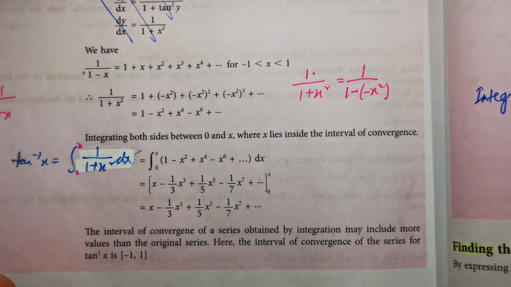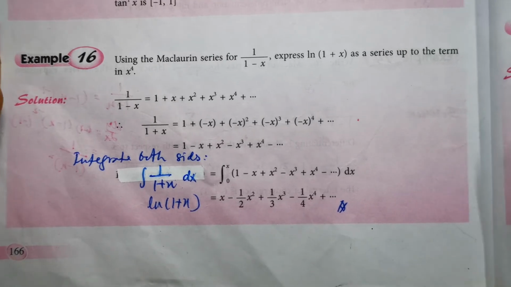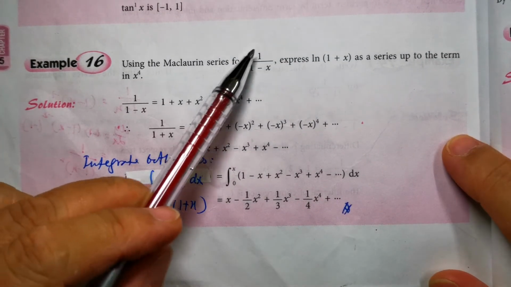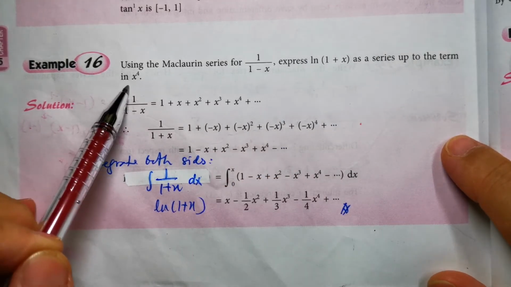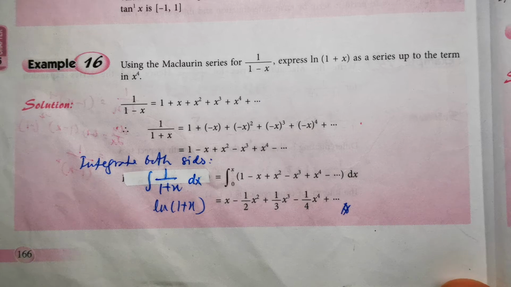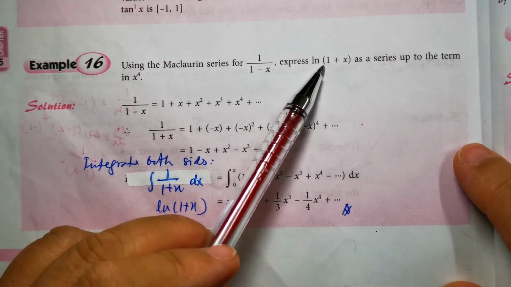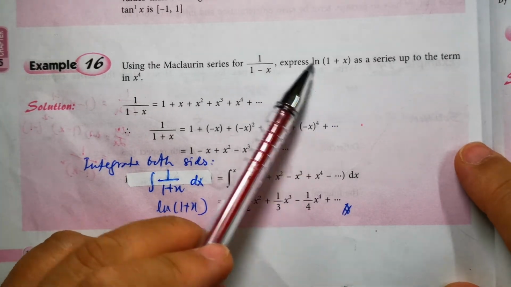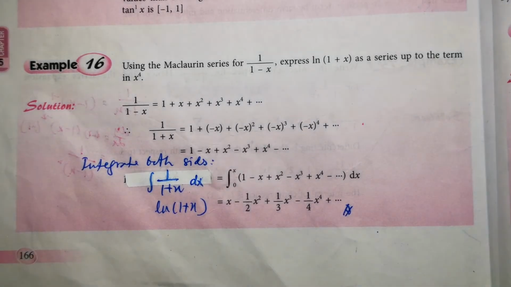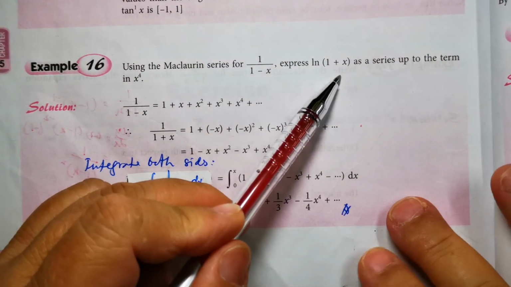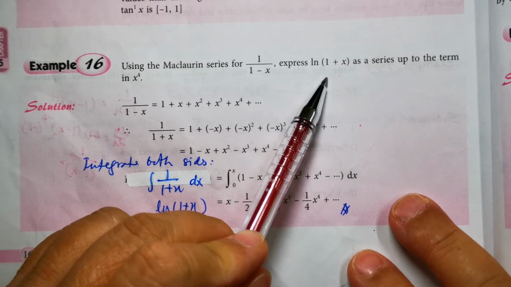Next, the last example is this one. Use the Maclaurin series for 1 over 1 minus x to express ln(1 plus x) as a series up to the term in x power 4. We are using the integration concept. Of course, you can find this by using the standard Maclaurin series. This is actually a standard Maclaurin series. But now we are going to see how we can use integration to find the expansion for ln(1 plus x), other than using Maclaurin's theorem.